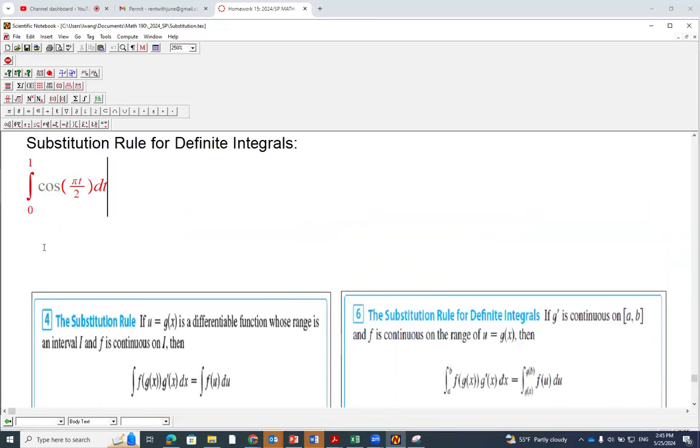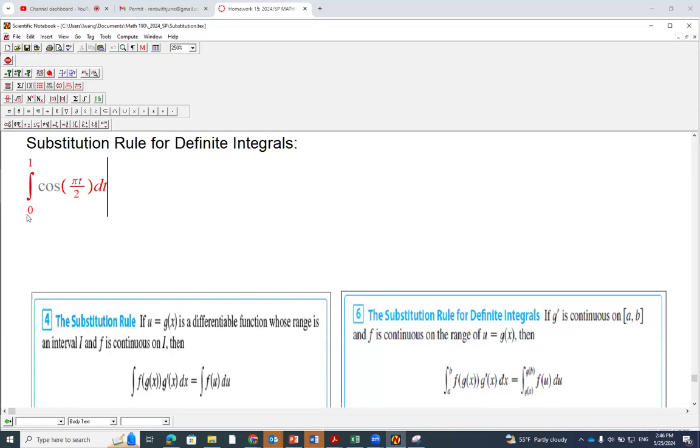We have a definite integral, where we want to find the area between the curve and the x-axis. And remember, this is a definite integral. So as we change from dt to du, we also need to change the interval at the same time. We must do this change at the same time, and don't mess up. Okay, so let's get started.